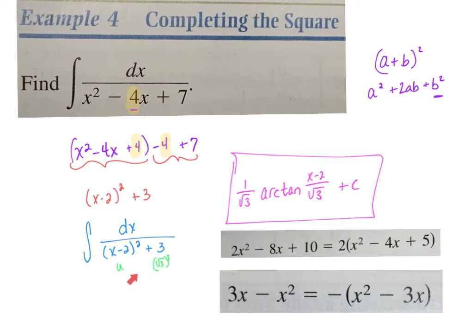For this one, you'd have a negative 1 in front of your antiderivative because you pulled it out at the beginning. So if your leading coefficient is anything other than 1, like it was in this example, just pull it out first and then stick it outside of your antiderivative.